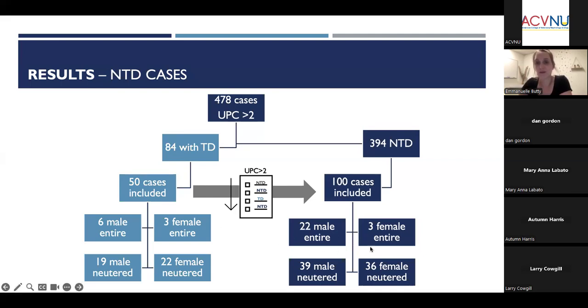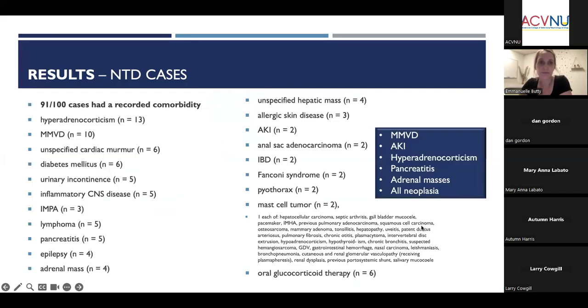And there was no significant difference in their population regarding sex and neuter status between their two groups here, thrombotic or non-thrombotic disease. And for this group, the comorbidities were even more frequent. Almost all of them had a recorded comorbidity.